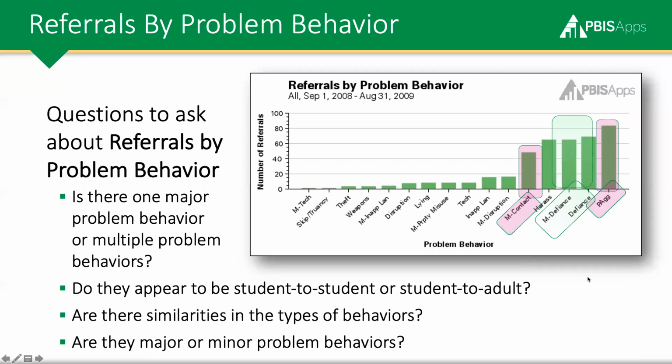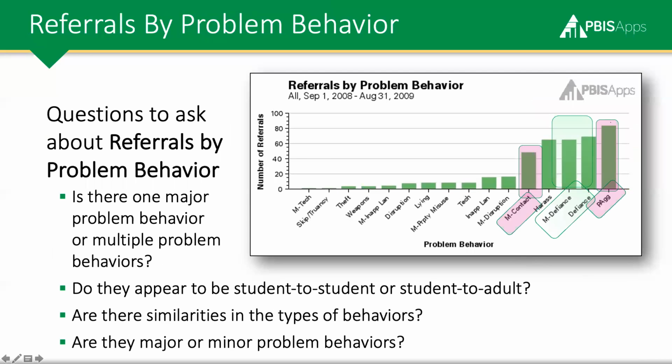So we start to look at some of these core reports, referrals by problem behavior. This is just a sample report, and it leads you to questions when you're looking at this report of referrals by problem behavior. Is there one major problem behavior or multiple behaviors? Are they student to student or student to adult? Are we seeing a similarity here?